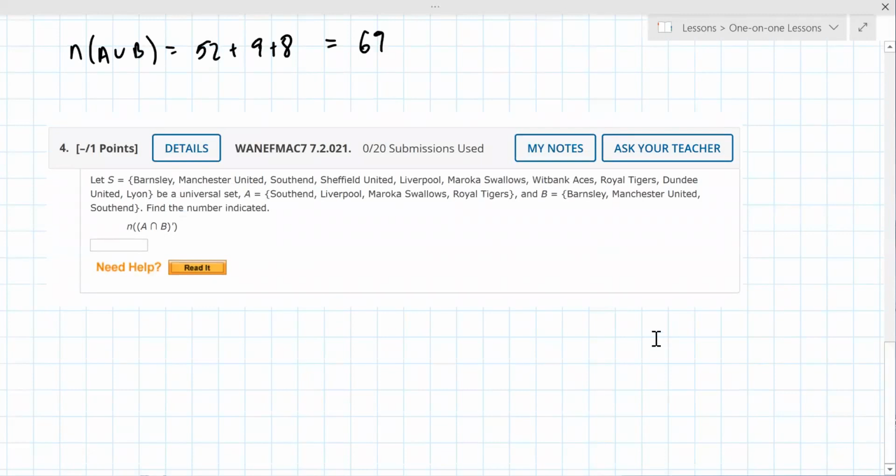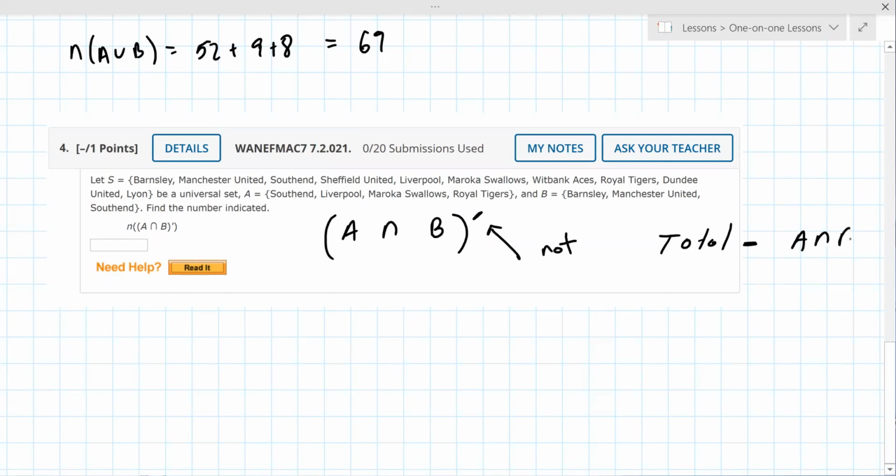Okay, inside here, we're looking for A intersect B, but then this symbol right here means not. So if we figure out how many are in A intersect B, the not means basically the total minus the ones that are in A intersect B. So we've got to figure out how many are in both. It's just kind of name by name, like is South End in both? It is. Yeah, South End is in both A and B.